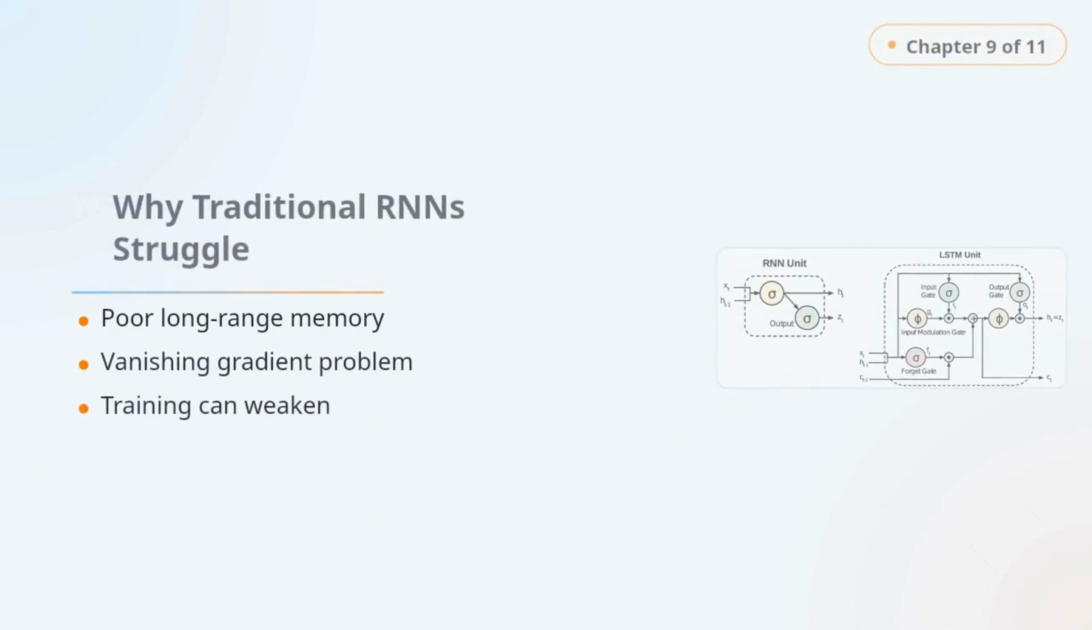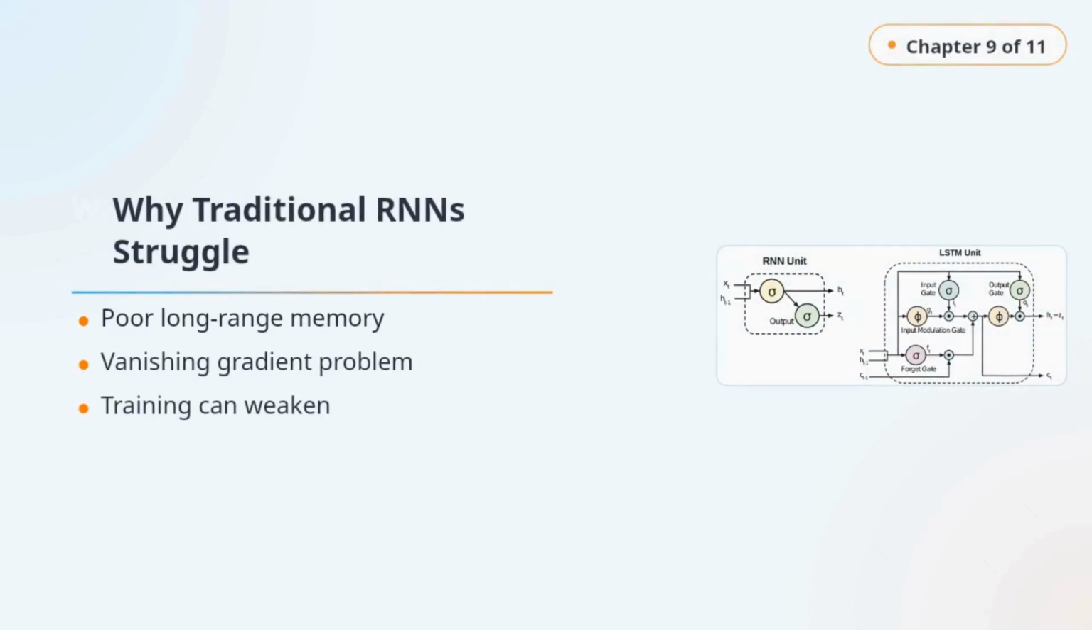Traditional RNNs are not very good at learning long-range dependencies. The main reason is the vanishing gradient problem. As gradients are propagated back through many steps, they can become extremely small. When that happens, weight updates become weak, and the network struggles to learn from faraway context.